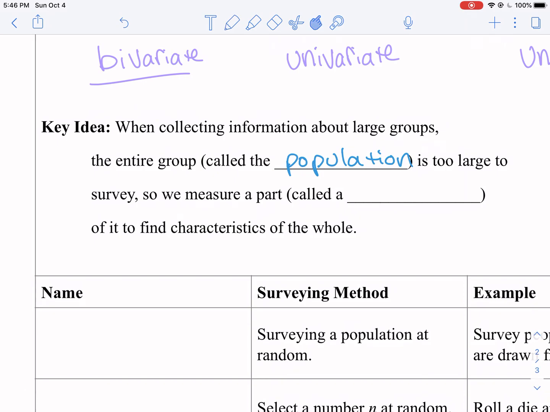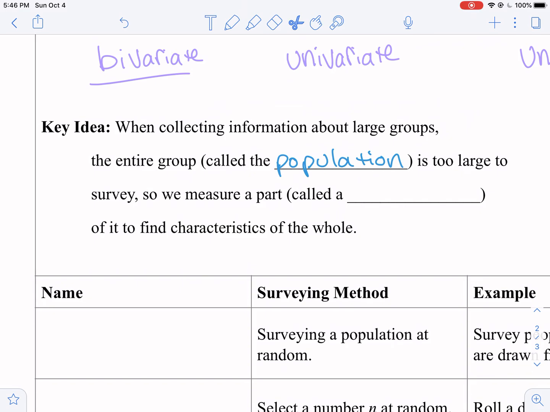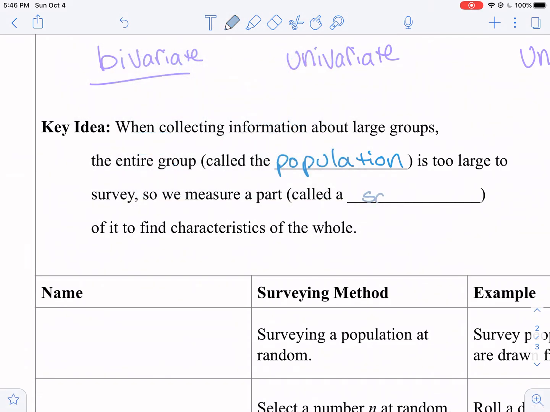Sometimes it's a real struggle to get everyone to participate in your survey, or you don't want to take the time to interview like 1,000 people. So instead, you just measure a small part of that. We call this small part a sample. And then you make conclusions based on what the sample does.